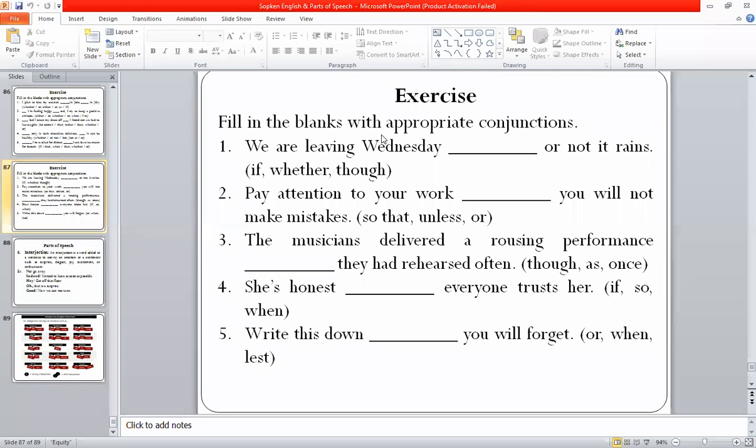Then the next, the fifth, is: write this down dash dash you will forget. We can use here or, also, or lest also. Okay, write this down or you will forget.